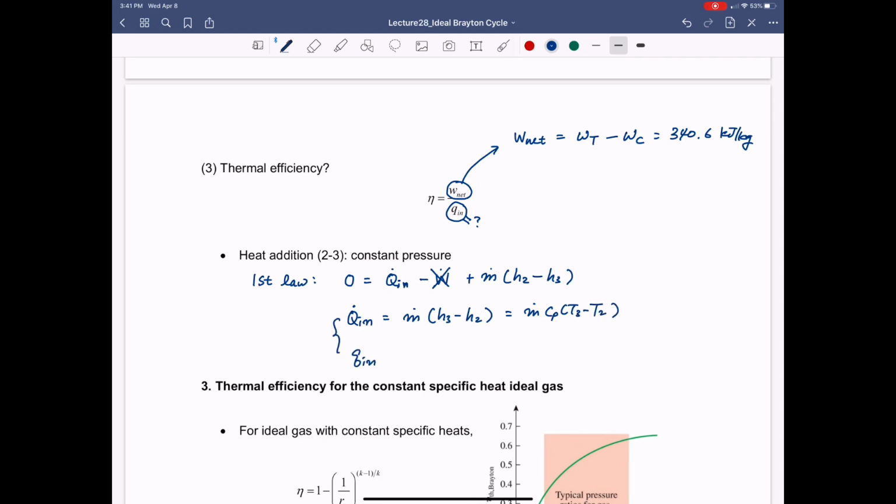Or we can write Q in per unit mass as h3 minus h2, which is Cp (T3 minus T2), and the value of this Q in is 760.4 kilojoule per kilogram. From those values, the thermal efficiency of that gas turbine is 0.448 or 44.8%.